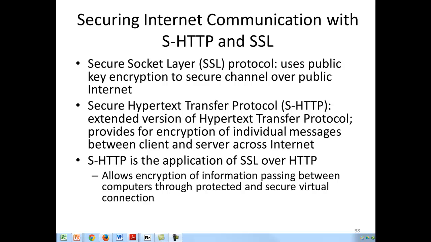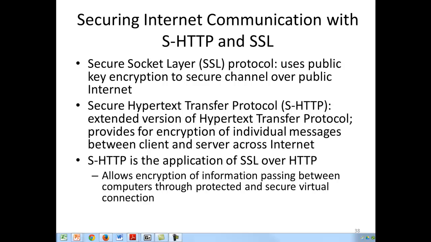IPsec is the cryptographic authentication and encryption product of the IETF's IP Protocol Security Working Group, defined as RFC 1825, 1826, and 1827. IP security is often used to create virtual private networks, or VPNs, in an open framework for security development within the TCP/IP family of protocol standards.